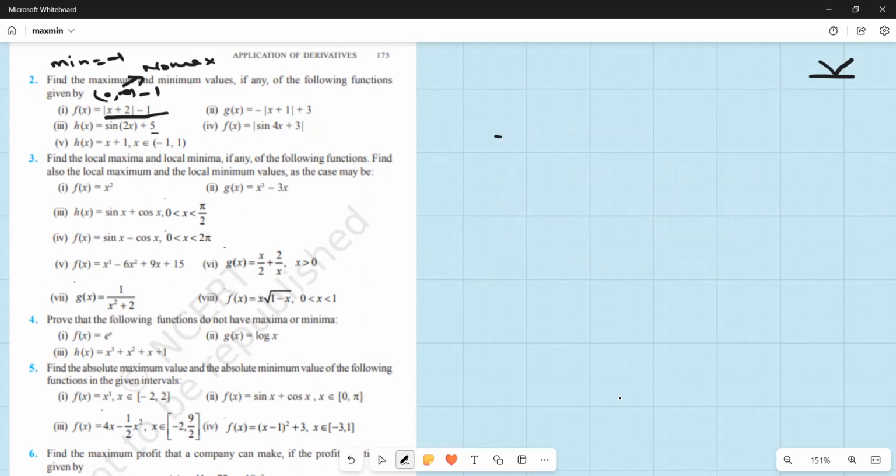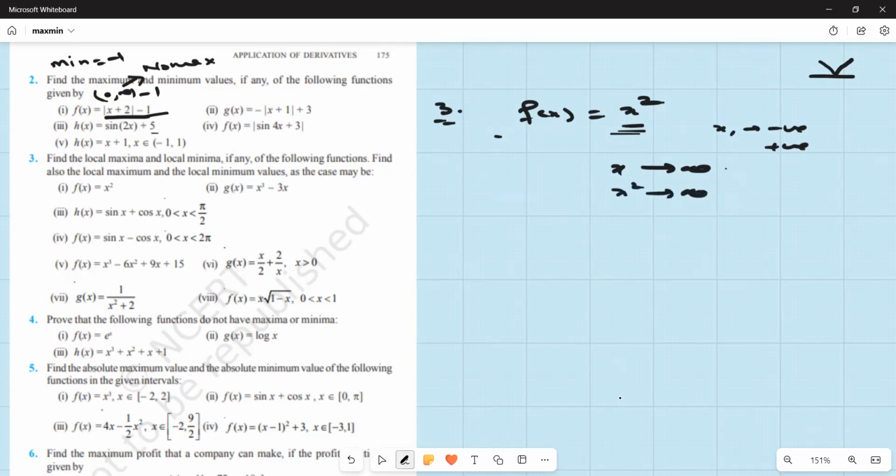Next, question number 3, f(x)=x². Whatever value I take, minus and x negative and positive, what will it get? Positive. So on this side, if x approaches infinity, x² will approach infinity. And if x approaches minus infinity, still x² will approach infinity. So the range is 0 to infinity, negative numbers will not come at all. So the minimum is 0, and maxima has no limit. So no maxima, but minima is 0.